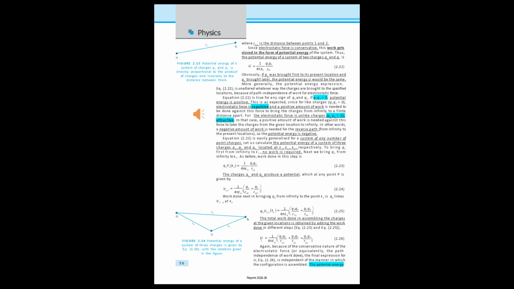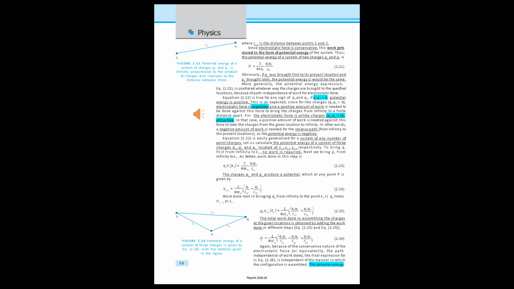As before, work done in this step is Q2 V1 at R2, which is equal to 1 by 4 pi epsilon naught Q1 Q2 by R12. The charges Q1 and Q2 produce a potential which at any point P is given by V12 is equal to 1 by 4 pi epsilon naught, Q1 by R1P plus Q2 by R2P. Work done next in bringing Q3 from infinity to the point R3 is Q3 times V12 at R3.